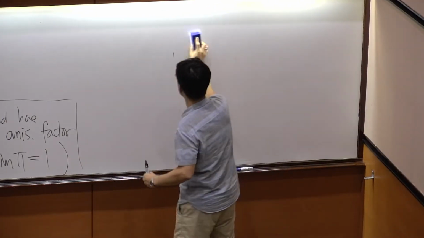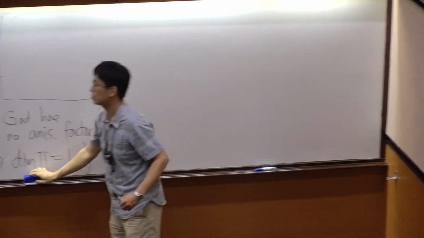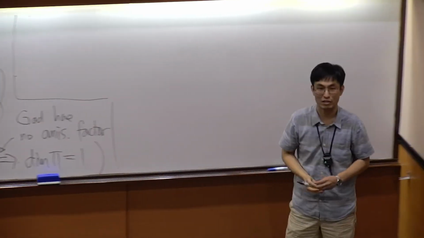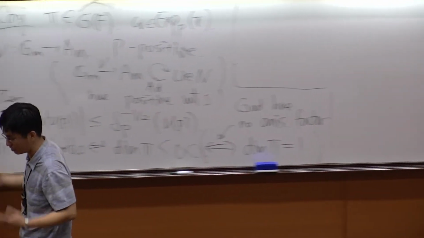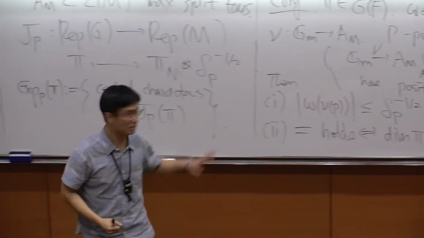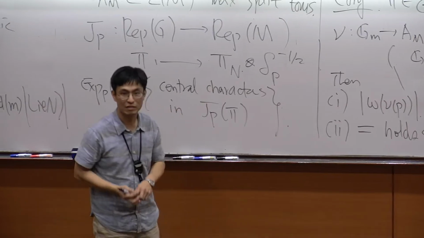But the tools I'm going to use do not apply in the function field case. At least similar results may be true, but they're not available. So I stay on the p-adic case.